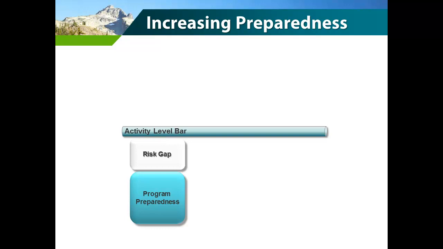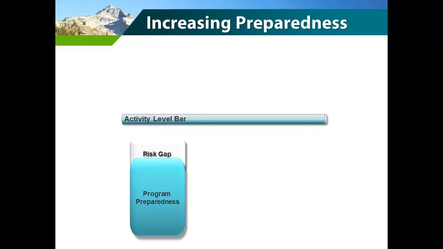Another method of managing the risk gap is by changing program preparedness. Let's say that we can add additional program preparedness. For example, we have our staff complete a whitewater canoe certification course. With more advanced training, we could decide to raise the activity level bar. For example, doing Class 2 whitewater canoeing instead of flatwater canoeing. There's still a risk gap, but we have expanded our ability to deal with it, and may have in fact kept the gap the same, or even reduced it.